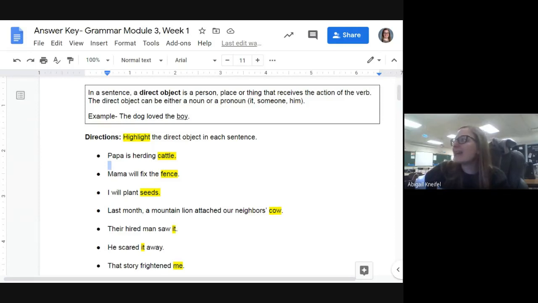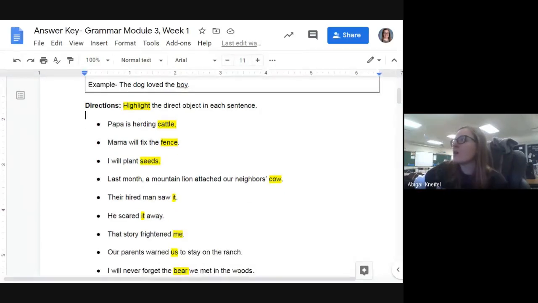So in a sentence, a direct object is a person, place, or thing that's receiving the action verb. So you have to find the action verb first. That is the first thing. A direct object can be a noun or a pronoun like he, she, whatever. So the example, the boy loved the dog. Loved is our action verb. What is being loved? The dog. So dog is the direct object.